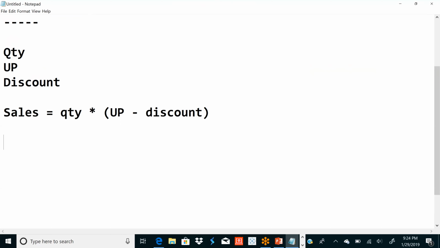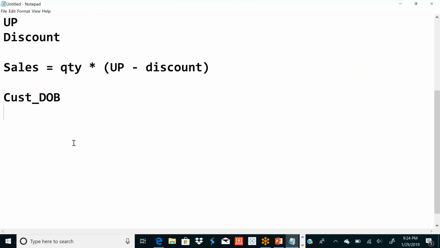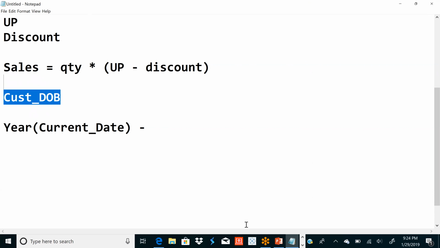and similarly, there might be, say for example, a customer date of birth, and based on that you want to find his age. So you have only date of birth at your transactional system. In order to get the age, you need to take your current date or system date into picture, and then calculate his age. I just want the year, how many years. So I do year of current date minus year of his date of birth, which gives me his age.